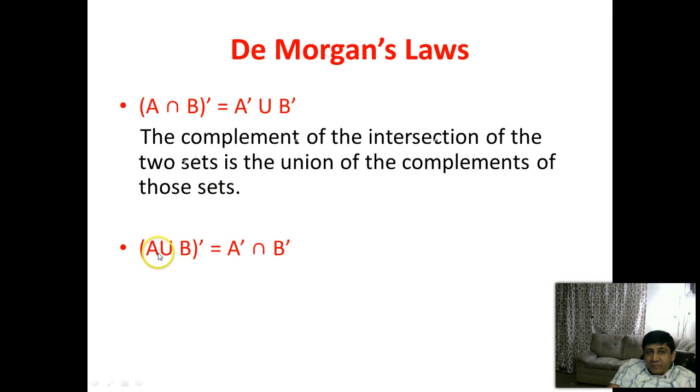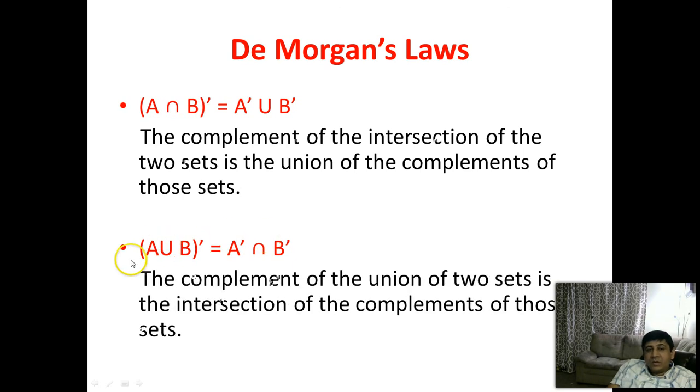Similarly, if you are starting with union, if you have the complement of A union B, the whole thing, this union will be converted into an intersection and then the complement of each one of them. In words, the complement of the union of two sets is the intersection of the complements of those sets. Very important results in proving theorems and in applications as well.